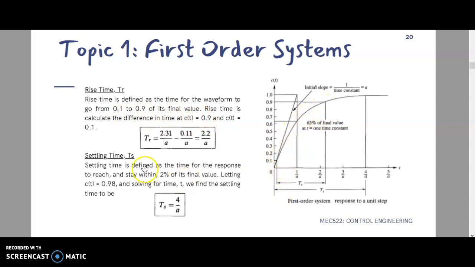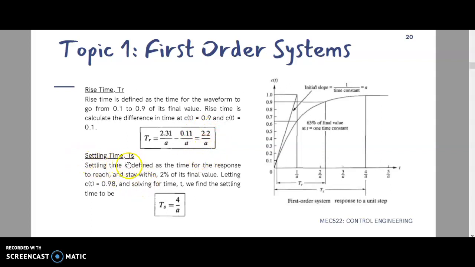So then dia punya equation, TR equal 2.31 divided by A minus 0.11 divided by A, equal 2.2 divided by A. Okay, so ini dia punya equation. TR equal 2.2 divided by A.